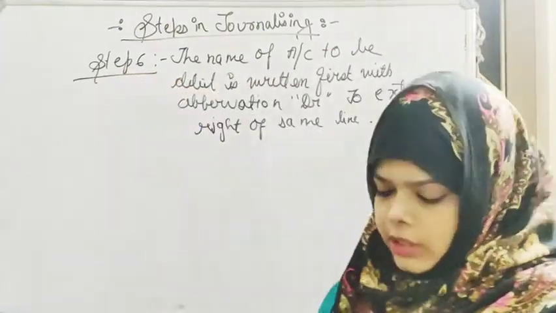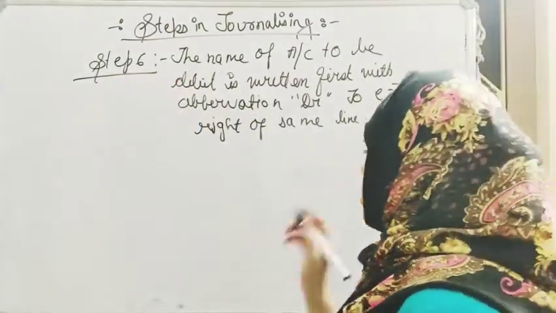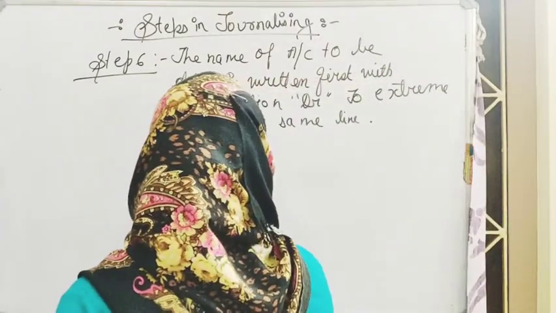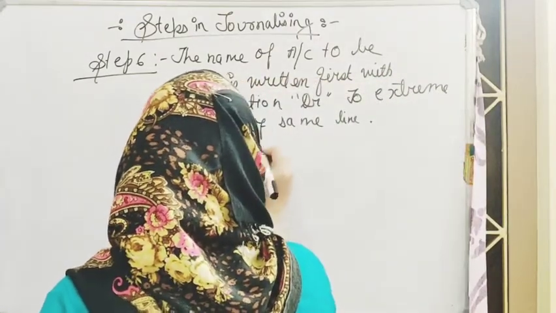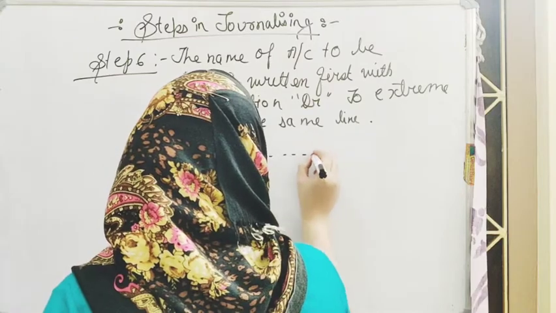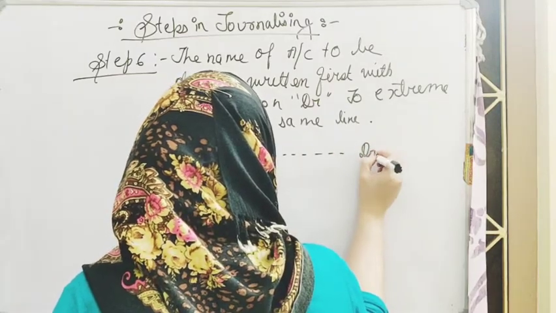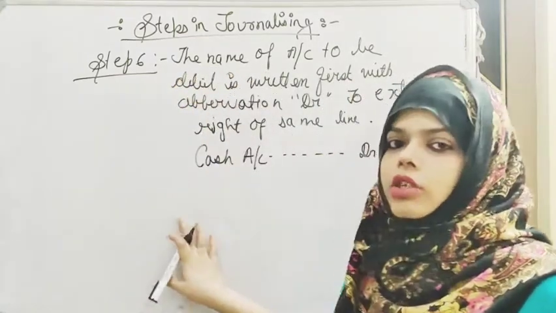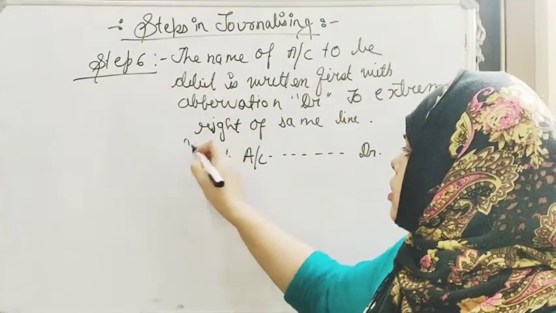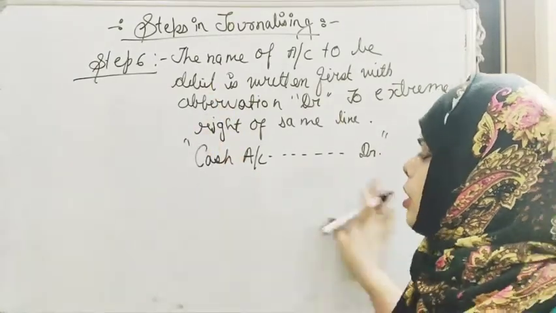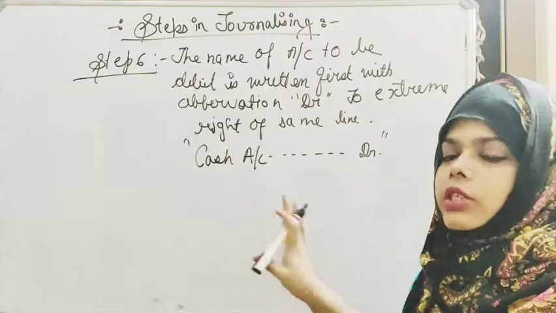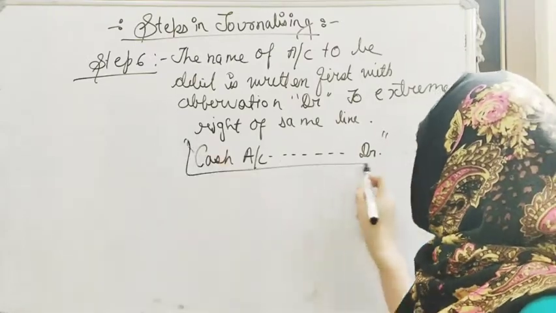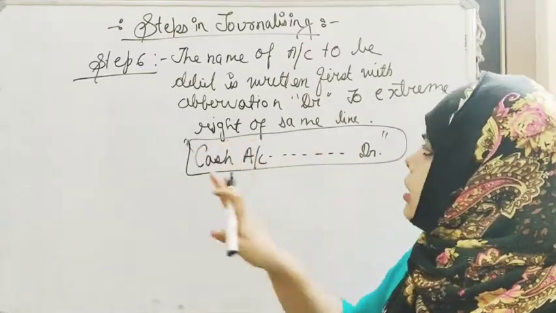So what do we mean by this? Suppose the cash account is debited. How do we do it? Write cash account, dot DR. This is the process of writing the debit account. There are no inverted commas; I am writing this just to explain to you. This is the process of writing a debit account.